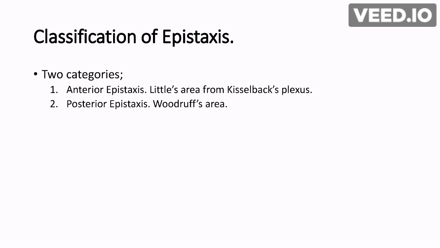So epistaxis is categorized into two parts. There is an anterior epistaxis and a posterior epistaxis. So as we have said, anterior epistaxis comes from Little's area, from Kisselbach's plexus. Posterior epistaxis occurs posteriorly inside the nose, and that area is called Woodruff's area.